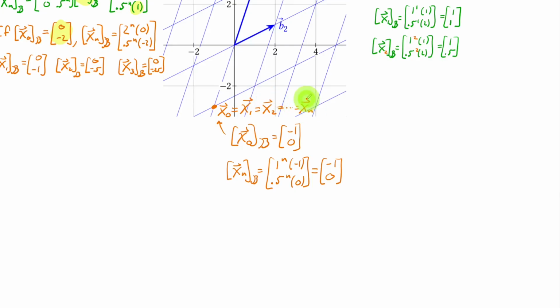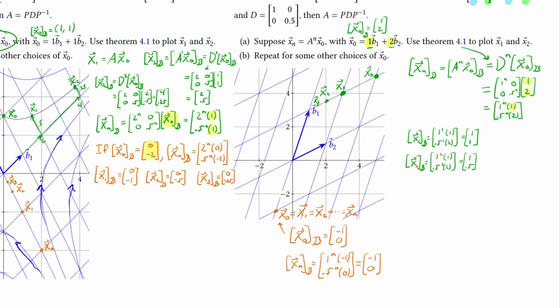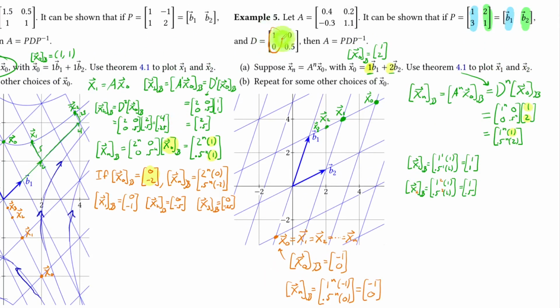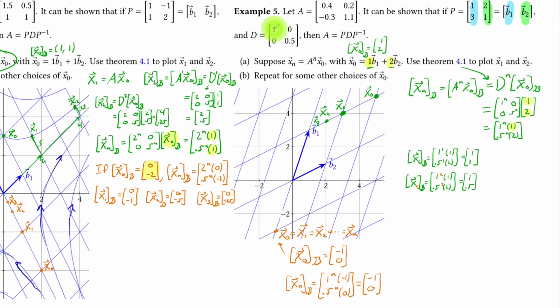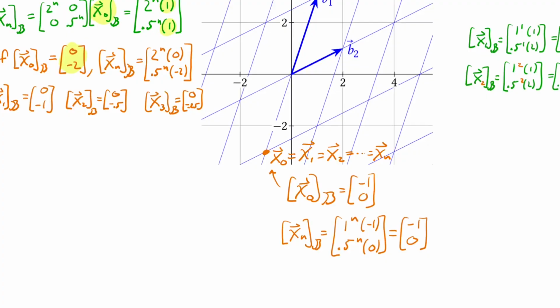So that's what happens when you have an eigenvalue of 1. Sorry, I shouldn't call it an eigenvalue because you don't know what that means yet. But when you have a diagonal entry in your diagonal matrix of 1, that means that multiplying this point by A repeatedly does not change it.